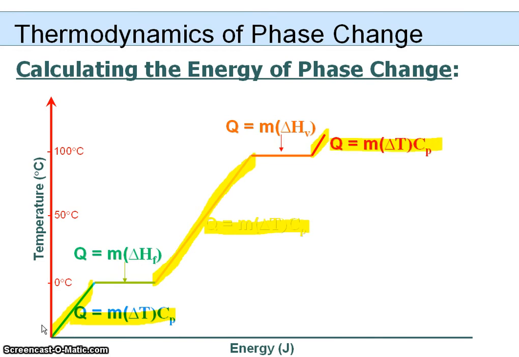One way to remember that this is the appropriate equation to use is that you can see in this part of the phase change that temperature is changing. And in this equation, there's a space for you to put a change in temperature.